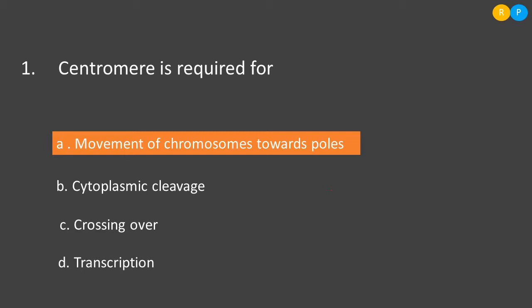Then option C, crossing over. Crossing over takes place in the chromatid region, not in the centromere region. Then option D, transcription. Transcription is a process of formation of RNA from DNA. Clear? So there is no role of centromere in the transcription. So the correct answer is option A, that is the movement of chromosomes towards pole.